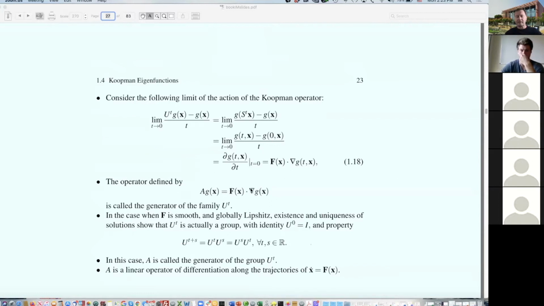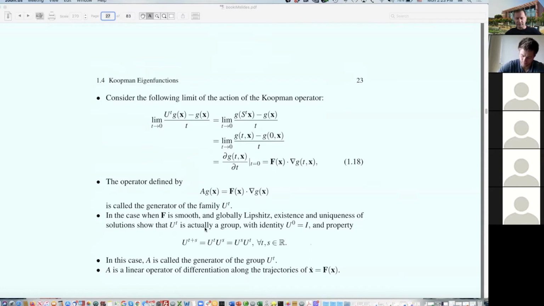So if you think about this, you take a function g, take its gradient, take an inner product with the vector field f, and you're going to get another function of x, right? So that's an operator again. And it turns out that A and Ut are connected in a very profound way. Of course, we got to the f dot grad operator from taking this limit of the action of the Koopman operator on a function, so they should be connected in some sense.